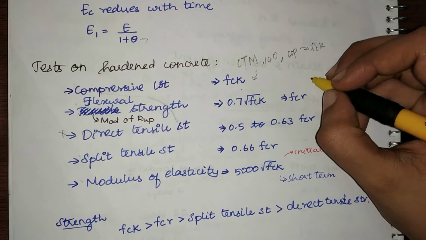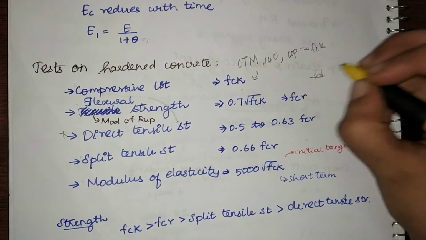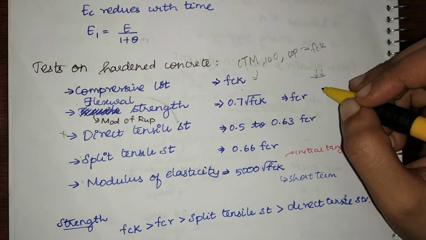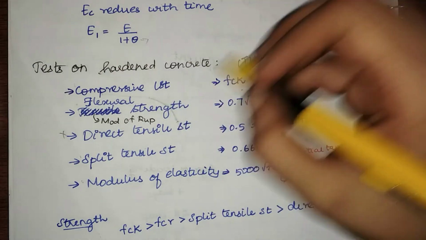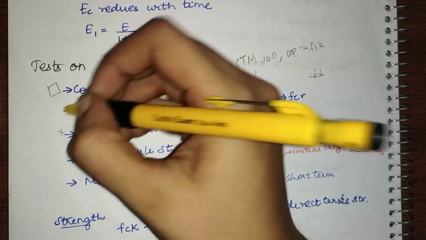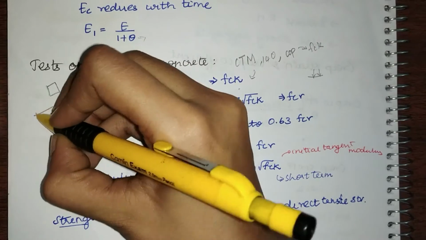It can be found out by 2-point loading in the laboratory, and for compressive strength we will use a cube. For flexural strength we will use a prism.